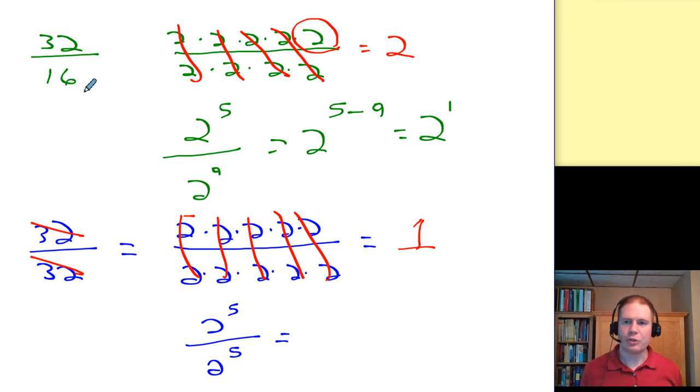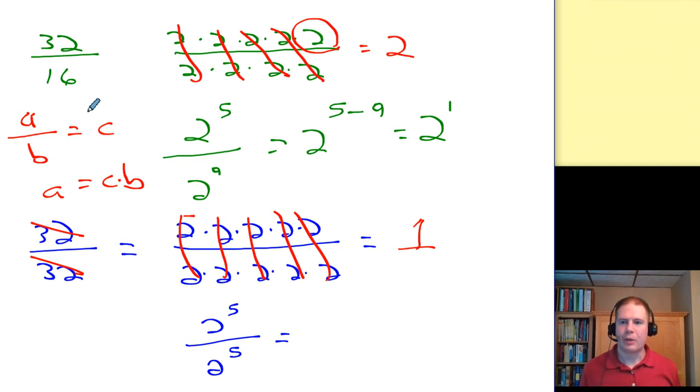Think of division. 32 divided by 16 is 2 because 16 times 2 gets me 32, right? That's how division and multiplication relate to each other. If A divided by B equals C, then A equals C times B, right? That's one way we do any kind of division problem. So 32 divided by 32 is 1 because 1 times 32 gets me 32.